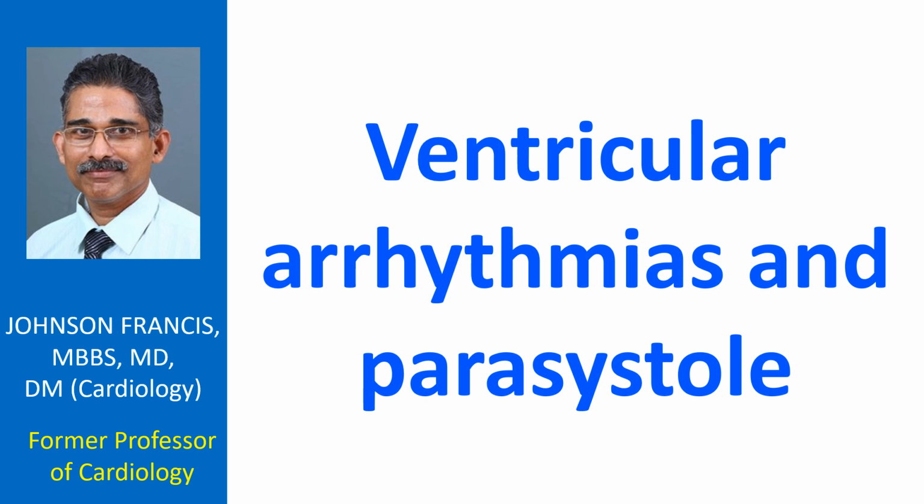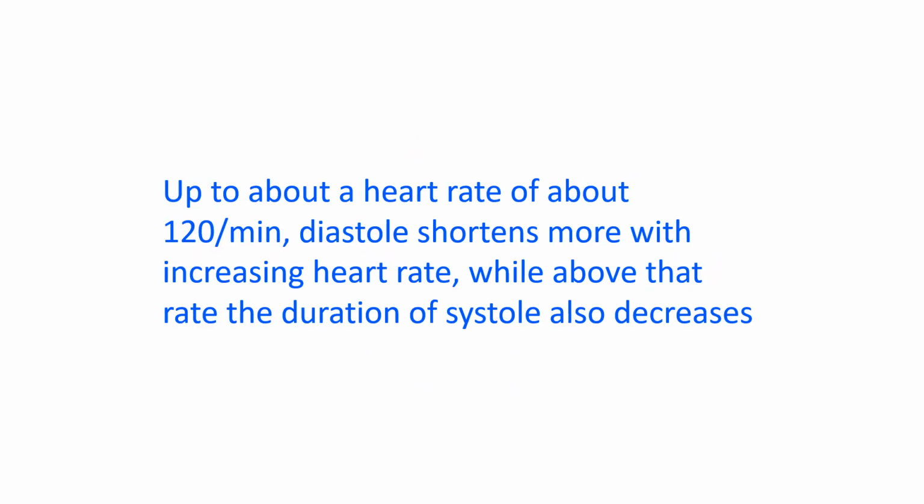Ventricular rhythms will have 30% lesser cardiac output for that particular rate due to lack of AV synchrony as well as less effective contraction due to the abnormal sequence of activation. Faster rhythm will have less cardiac output due to reduction in the time available for diastolic filling. Up to a heart rate of about 120 per minute, diastole shortens more with increasing heart rate, while above that rate, the duration of systole also decreases.